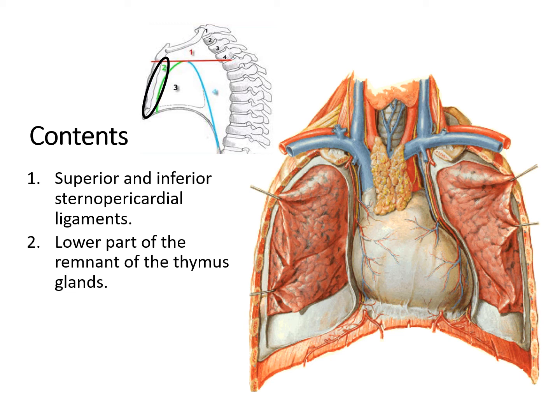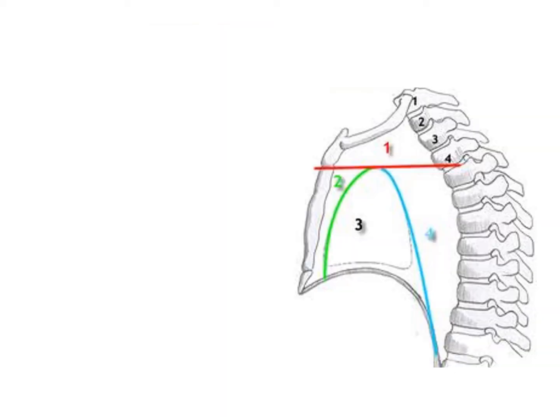For the superior and inferior sternopericardial ligaments, the ligaments that connect the heart to the body of the sternum are called the superior and the inferior sternopericardial ligaments. So it suspends the heart or the pericardium in the middle of the lungs. So the ligaments that connect the pericardium to the body of the sternum are the content of your anterior mediastinum. So next, look at the figure again.